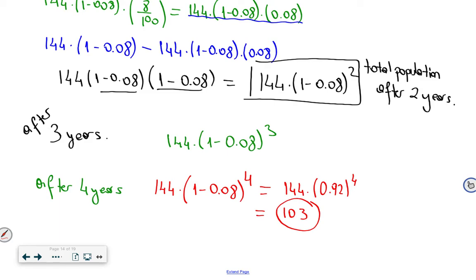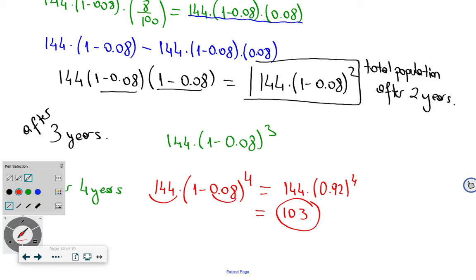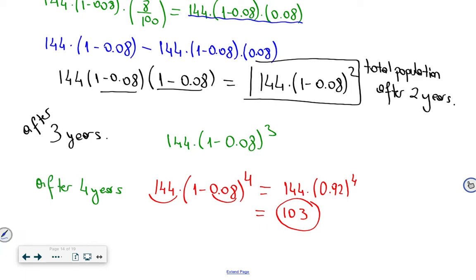So what I noticed here, ladies and gentlemen, this is going to be the initial value, this is going to be the growth rate. This is actually going to be the decay rate because there's no growth here. That's why this is the decay rate. And this is going to be the decay factor. This is the initial value.